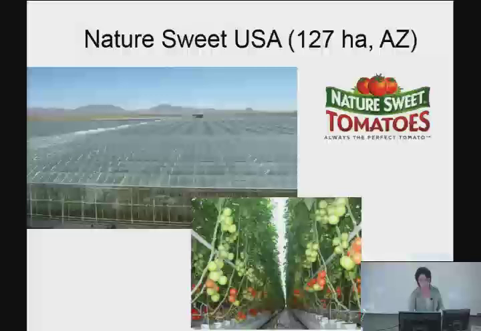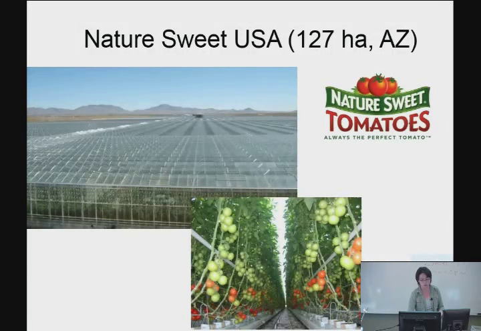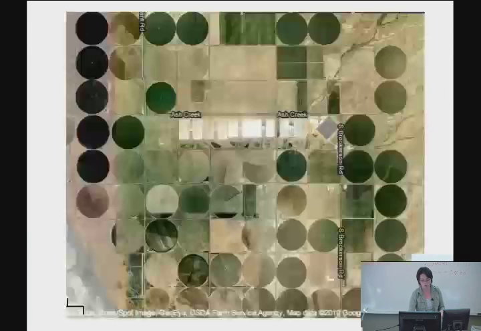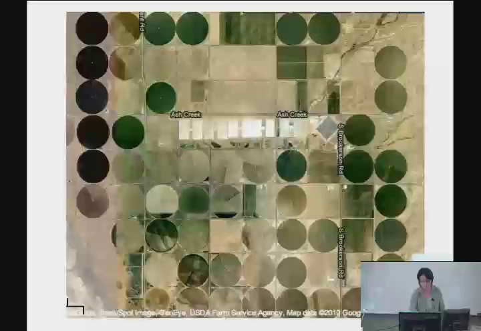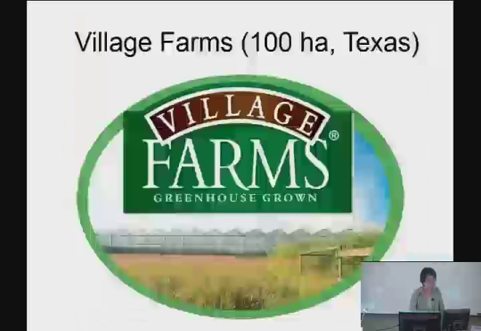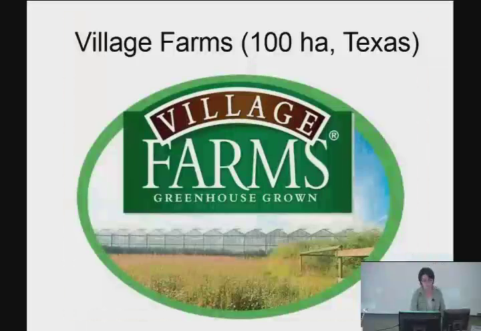Okay, the largest company in Arizona, 127 hectares. I just wanted to give a perspective. Located in the traditional open crop field. If you do a Google map, you can find the greenhouse, but it's an amazing amount of greenhouse under glass. The second largest one is in Texas. I think distributed in 2 or 3 locations in Texas, but the total is 100 hectares. That is quite large.